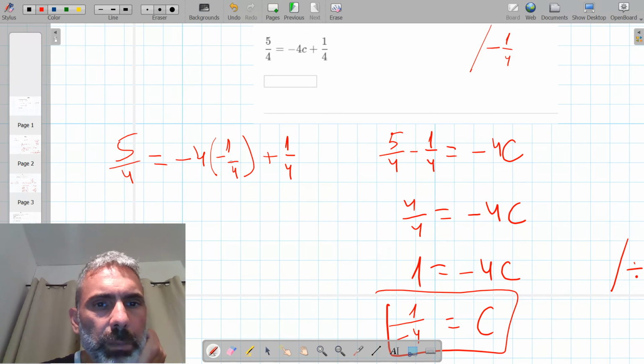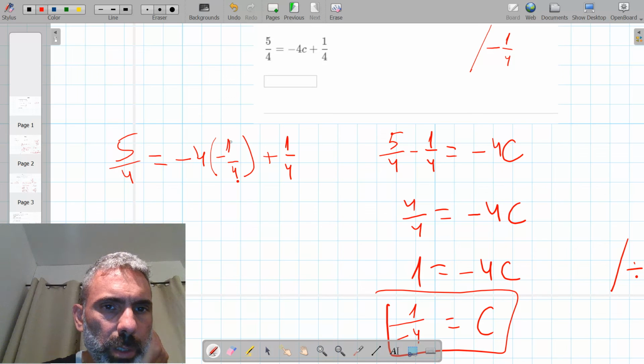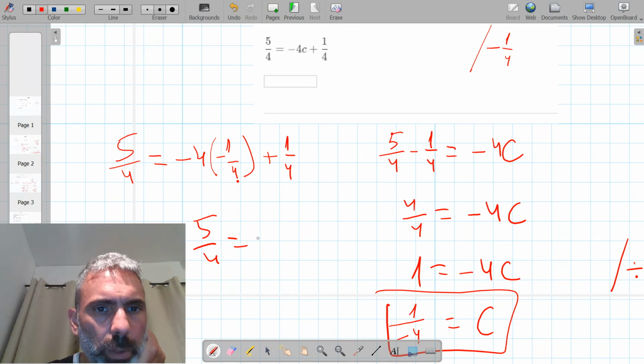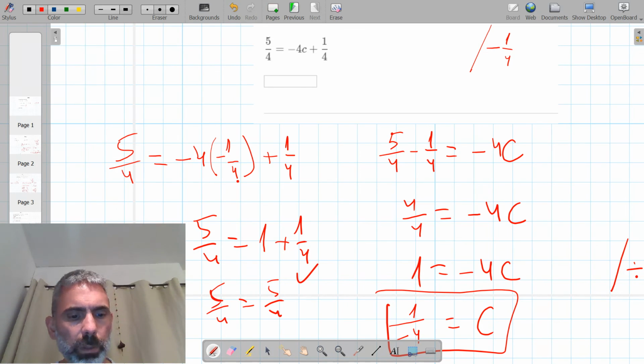Okay, so negative times negative is a positive, and 4 times 1 divided by 4 is 1. Okay, 4 times 1 is 4, 4 divided by 4 is 1, and the result is positive, so we have here 5/4 equals 1 plus 1/4, which is 5/4 equals 5/4. Yeah, so this is good. So the result is C equals minus 1/4.